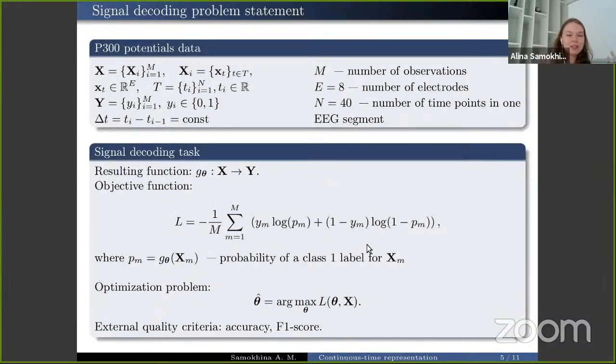And we have a data set of the P3 potentials. It is EEG segments, the number of electrodes, and the number of timestamps in the EEG segment. It's our feature space, and our target variable is 0 or 1. It's simple, just a binary classification task, whether there is a P3 or there is not.